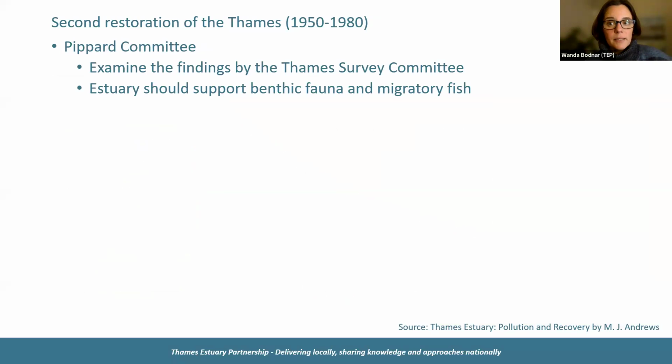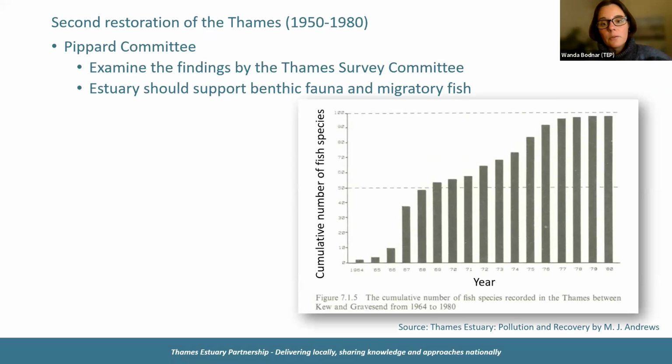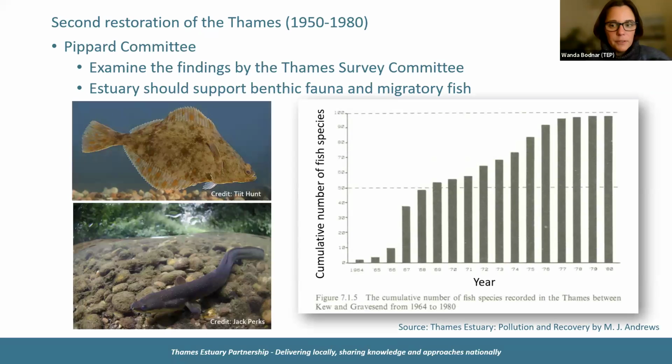Later, the Pippard Committee examined the findings of the Thames Survey Committee, and they established that the estuary should support benthic fauna and migratory fish species. So with a large investment in sewage treatment works and waste disposal methods, the river quality was improved, and also the power station closed down. And in the subsequent years, in fact, within a decade, the fauna progressively returned, with flounder and the European eel amongst the first species to recolonize the Thames.